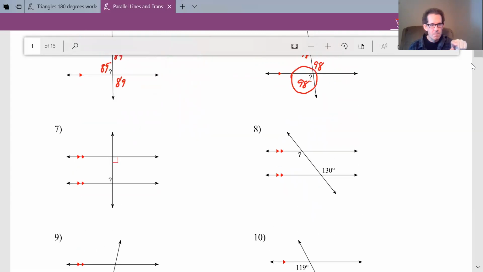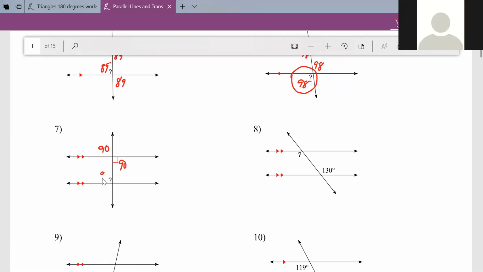They're kind of fun. Okay, so I know this little box right here, that means 90. So this is vertical to this angle, so that's 90. Now look at your alternate exterior angle. So this angle here is 90, that means this one down here is 90. If that's 90, then this one over here is 90. The same. So that's your answer, 90 degrees for that one.